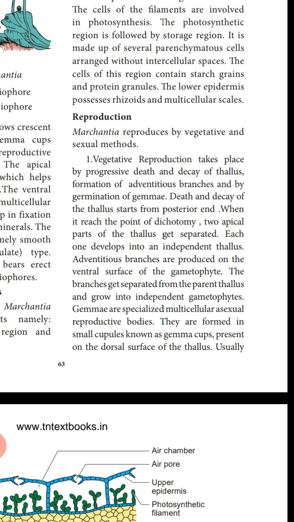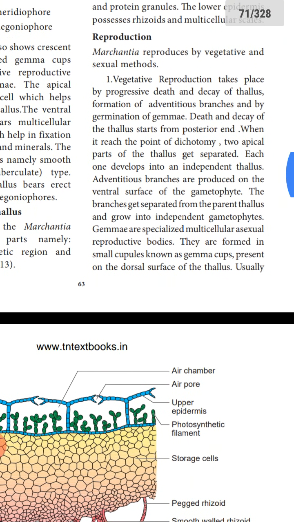Next is the gemma. Gemmae are specialized multicellular asexual reproductive bodies. They are formed in small cupules known as the gemma cups. Cupules means cup-like structures. So here the gemmae are formed in small cup-like structures called the gemma cups. They are present on the dorsal surface of the thallus.